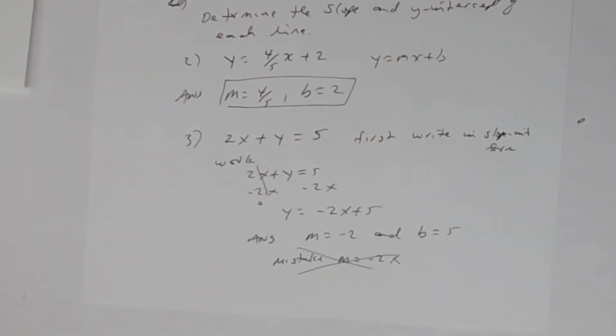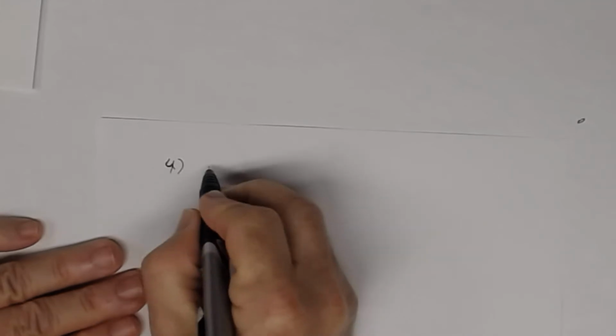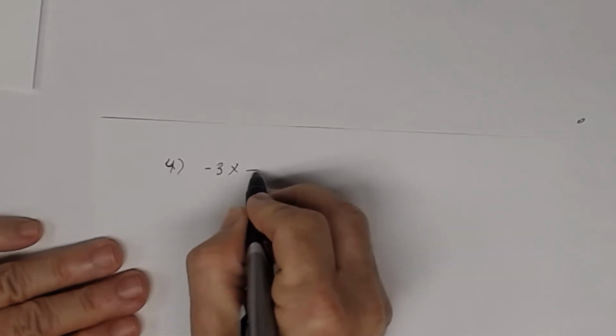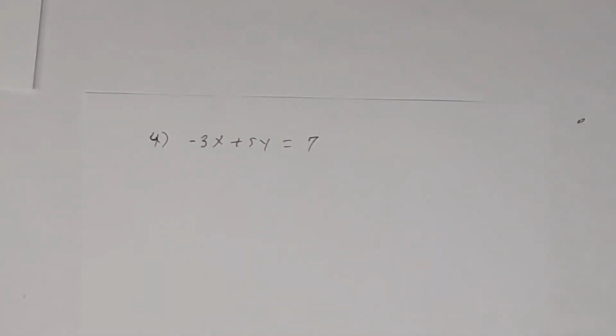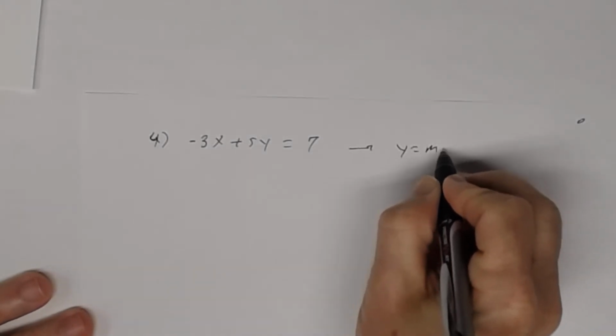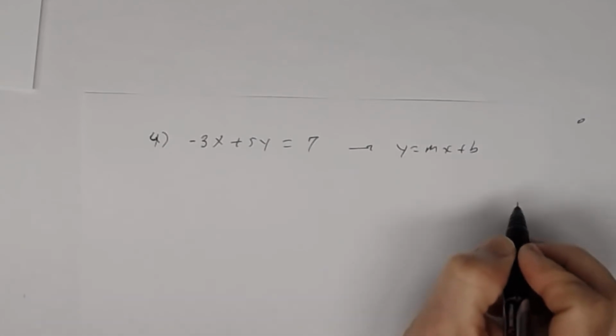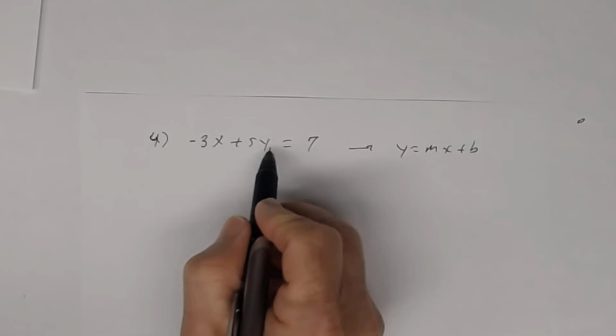So in number 4, let's suppose we had negative 3x plus 5y equals 7. I want to find the slope and the y-intercept. To do that, I want to make this look like y equals mx plus b, slope-intercept form. So I must get y by itself. Let's go ahead and isolate the 5y.